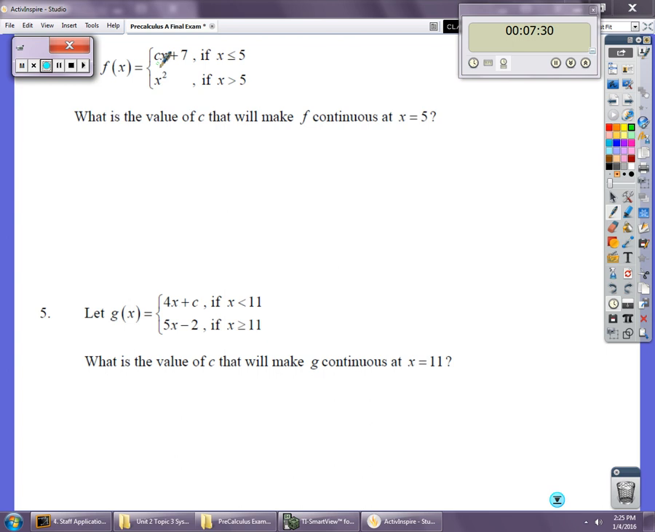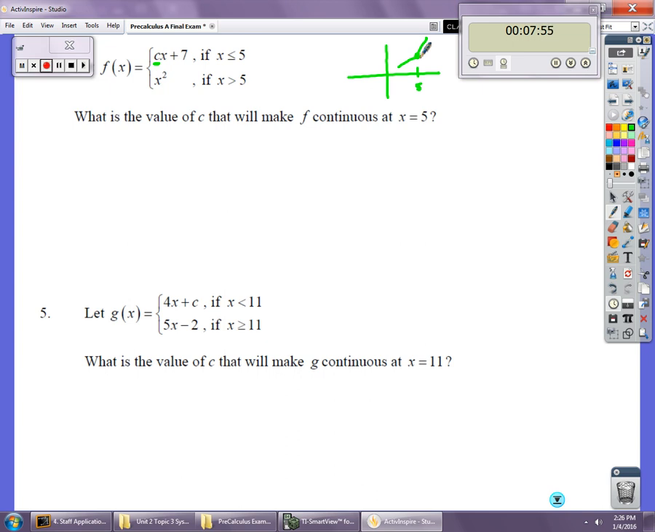So the problem is that there's like a variable here. There's a c there, and I don't know what that number is. But I do know that I want this function to be continuous when x is 5. So like if you're thinking about it, if I was looking at the graph of 5, I want to make sure that when one function starts and then the other function starts, they are connected at that point, basically. So what I can do is sort of work a little smarter, not harder.